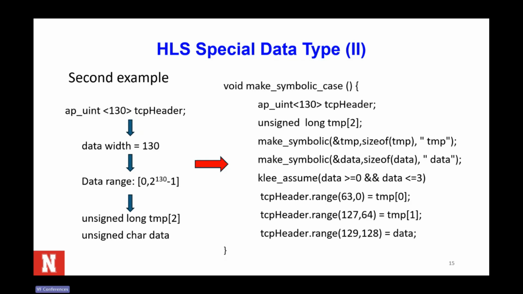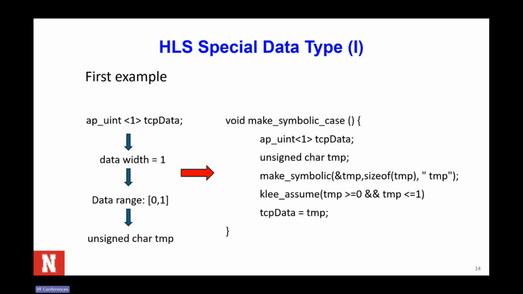This is the example. This is the first example. How could we create a special data type? First, we define a special data type. The data width is just 1 bit, and the data range is from 0 to 1.